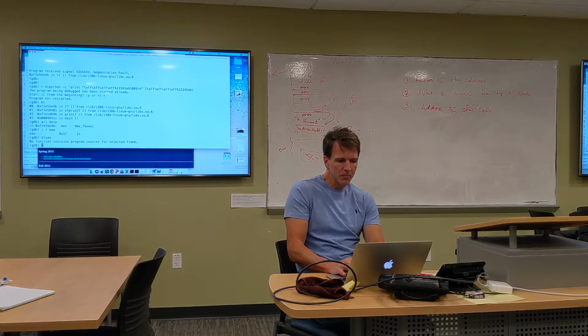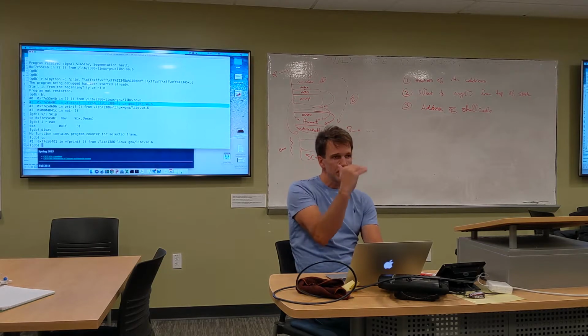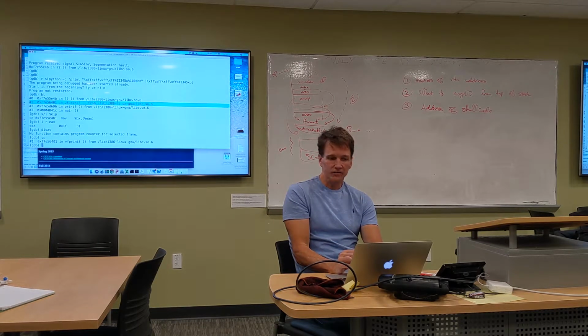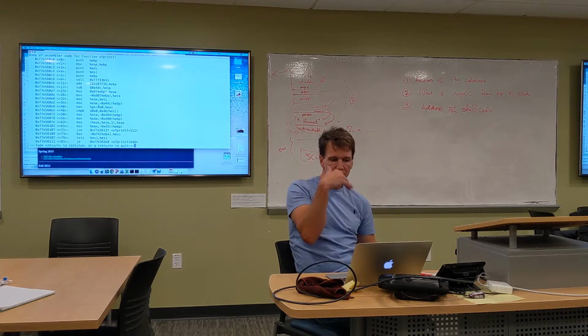I'm in some inner frame, inner activation record, so I could type up, right? Do you know that? Up means go up one level in the activation records on the stack. So now I'm at vprintf, and I can even see the call to the function that caused the seg fault.